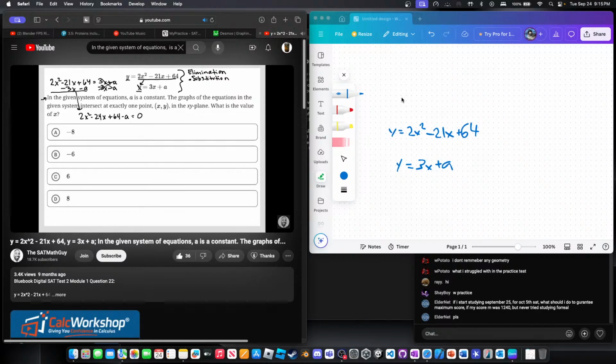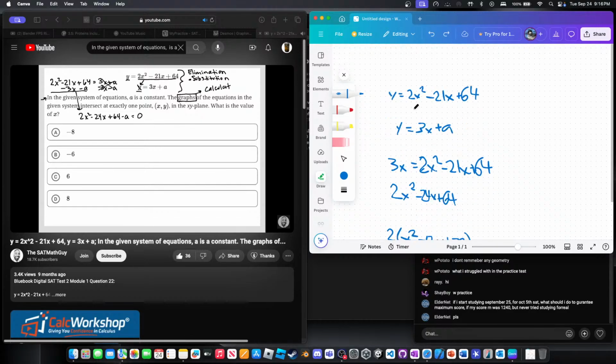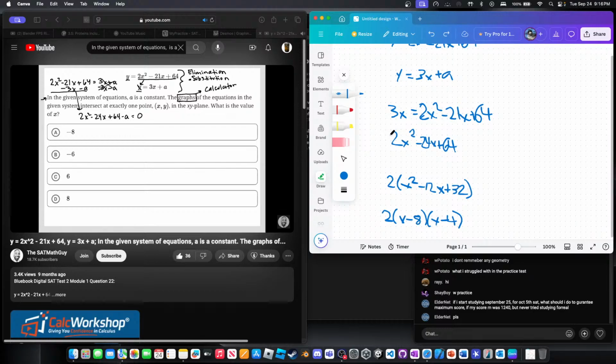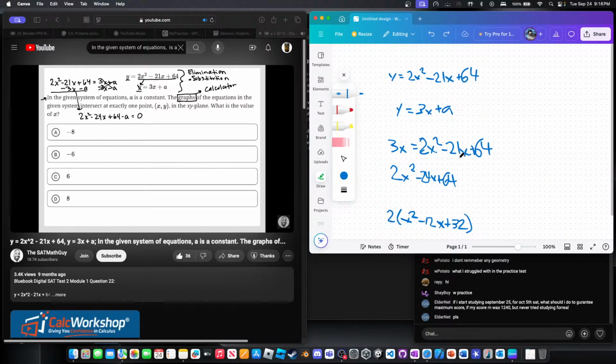The question itself says, in the given system of equations, a is a constant. The graphs of the equations in the given system intersect at exactly one point. Okay, so graphs are mentioned, which means I could graph this by hand, but why would I do that if I have a graphing calculator? So most likely we're going to use a graphing calculator here. They intersect at exactly one point, xy, in the xy plane. What is the value of x?